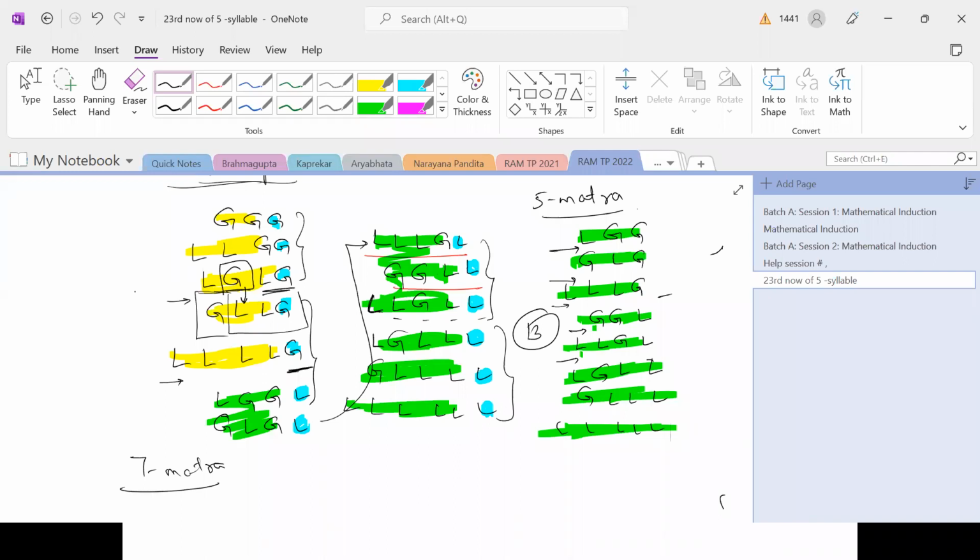We just got the number of rows in 4th matra prastara, then we have to add the number of rows in 2 matra prastara and 3 matra prastara. We will get it like that. In 4 matra prastara, there are 5 rows, and in 5th matra prastara, there are 8 rows. In 6th matra prastara, there are 13 rows, which is the sum of the number of rows in 4th matra prastara and 5th matra prastara, and it goes on like that.